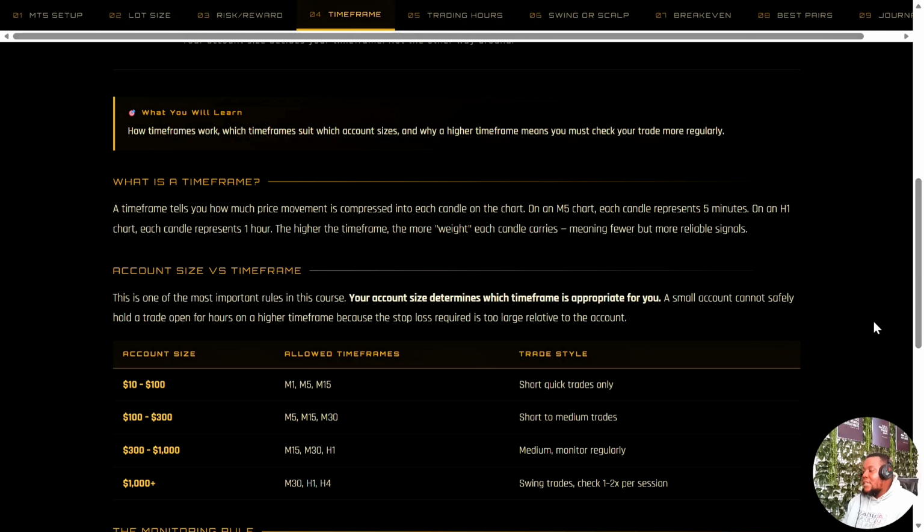So, account size versus time frame. This is the most important rule of the course. Your account size determines which time frame is appropriate for you. A small account cannot safely hold a trade on the higher time frame because the stop loss required is too big. Yes, you're following the trend of the higher time frame, but calm down, you're looking to swing a trade, yes.